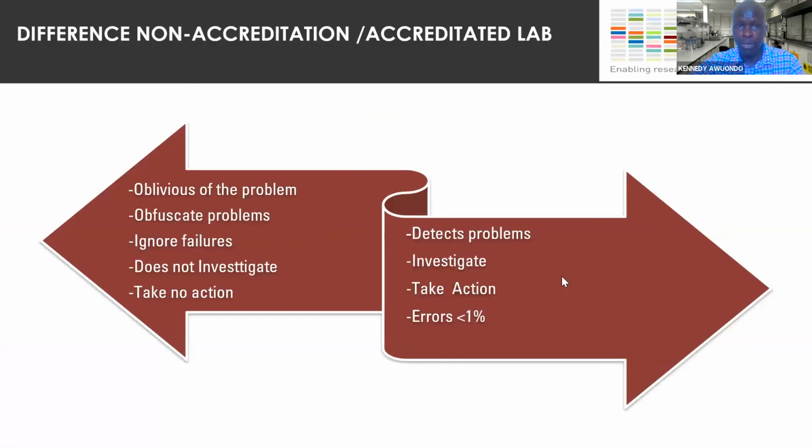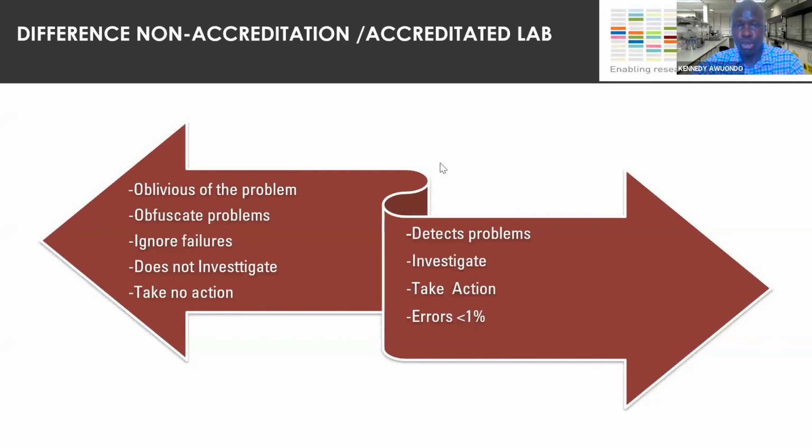So what's the difference between a non-accredited and an accredited laboratory? One, in a non-accredited laboratory, they are oblivious of the problem. They actually don't know that the problem exists. They obfuscate the problem. They ignore the failures. If QC has failed, they just simply don't care. They do not investigate. If there is any problem, no investigation takes place. And no action is being taken.